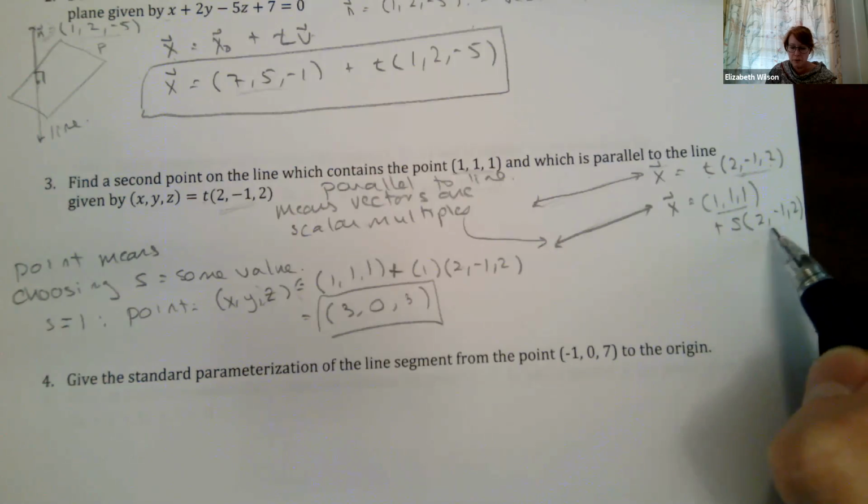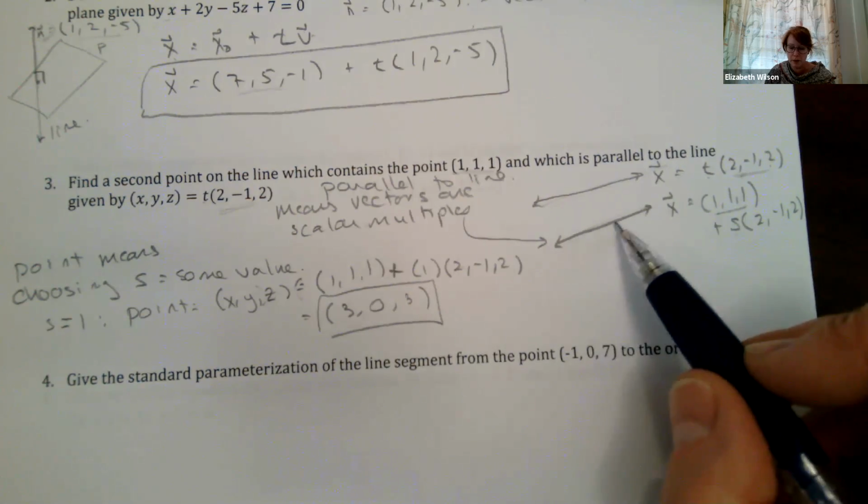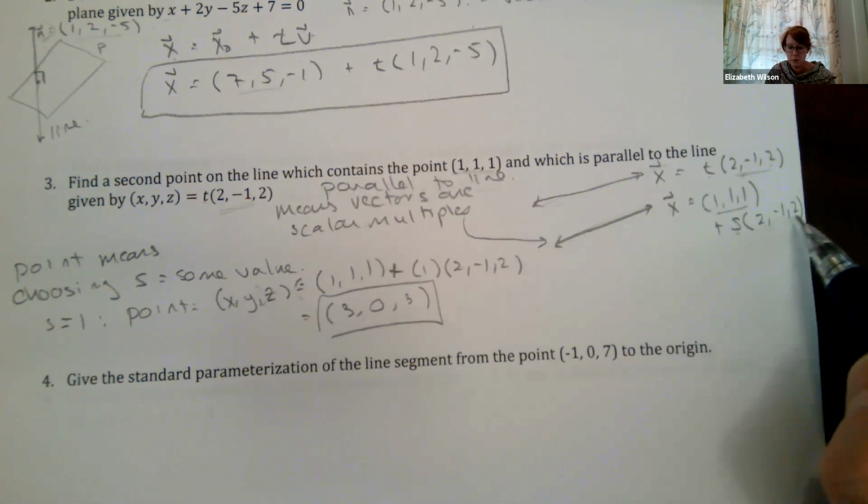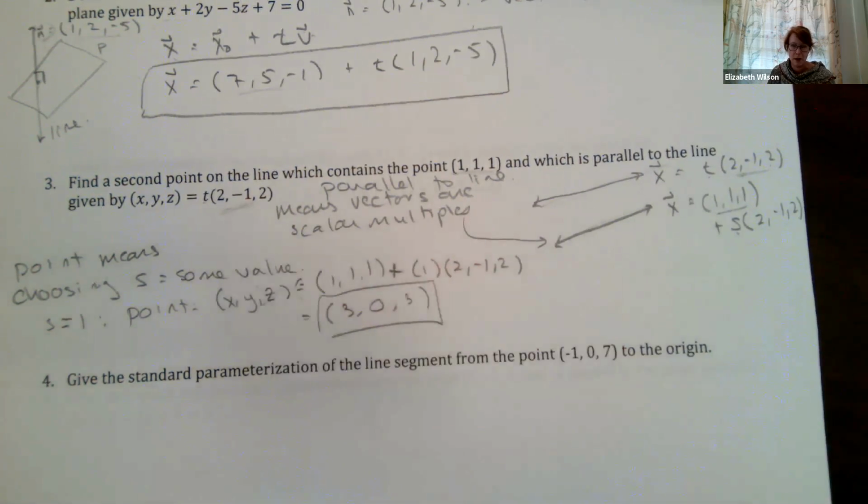So my new equation for this parallel line is (1, 1, 1) plus, I use a different parameter, s times (2, -1, 2), right? This is the same vector.